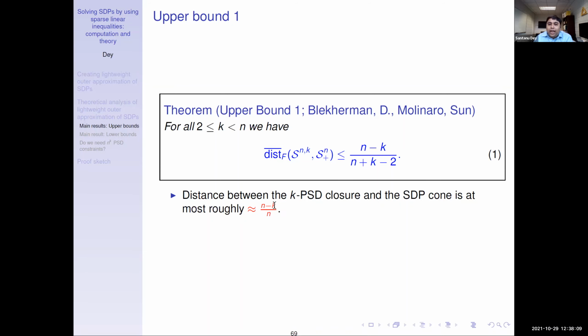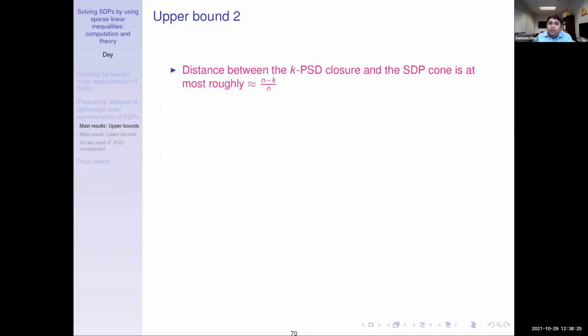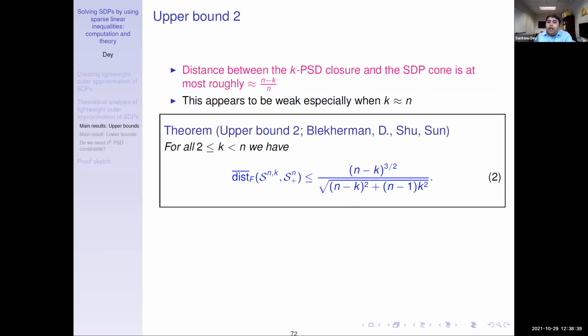Okay, so if k is n, this is 0 because you enforce everything on the k by k. If k is basically 2, for example, where you're only saying it's an SOCP, essentially the factor is essentially n. That's what this distance is saying. As it turns out, this upper bound is better when k is small. That's what we observed. But when k is close to n, this upper bound doesn't work that well, and so we had to work a little bit harder, and we were able to come up with another upper bound.